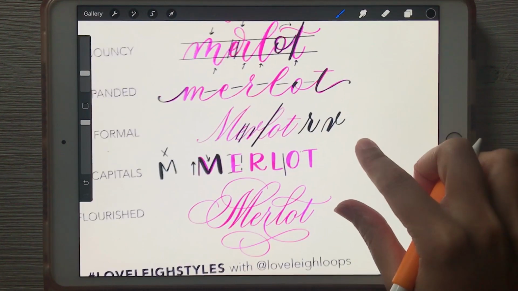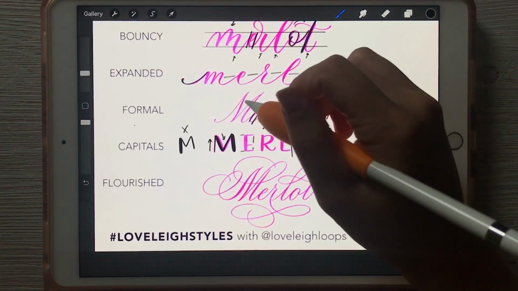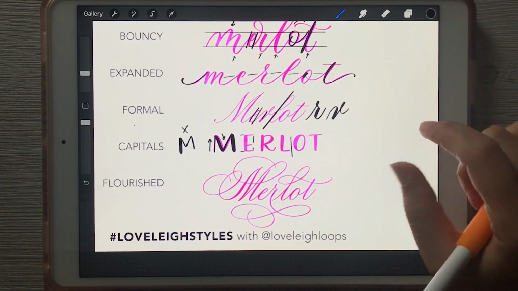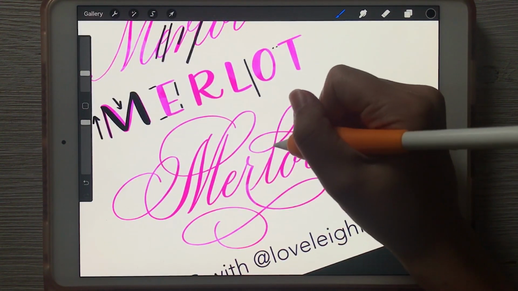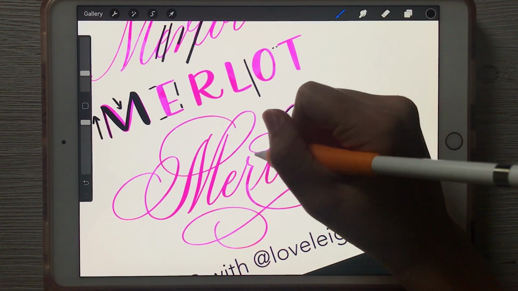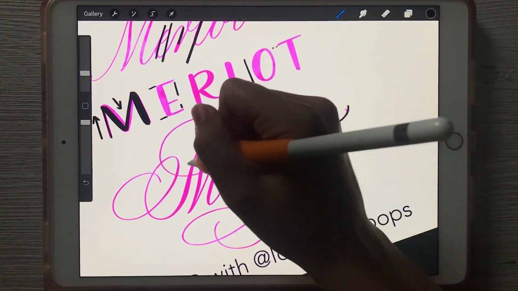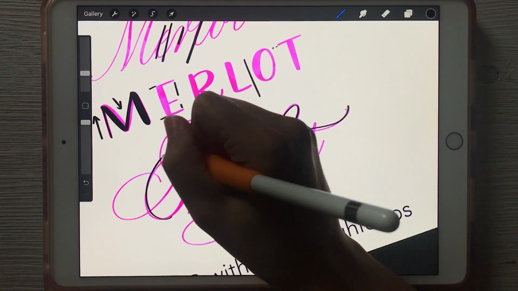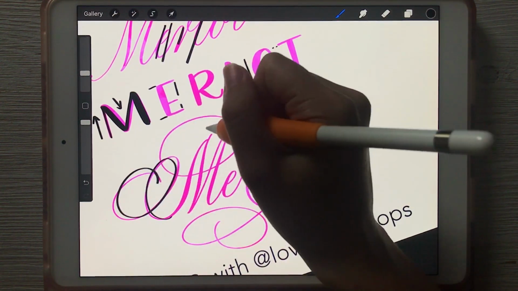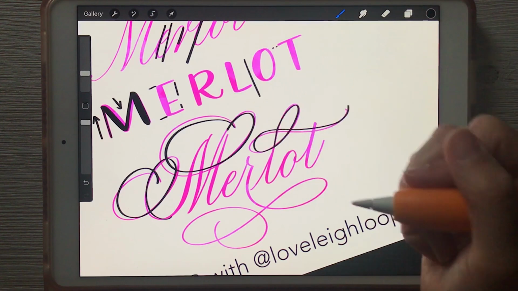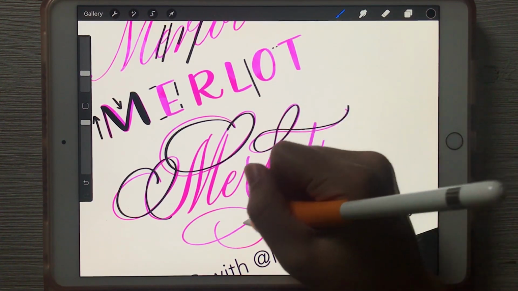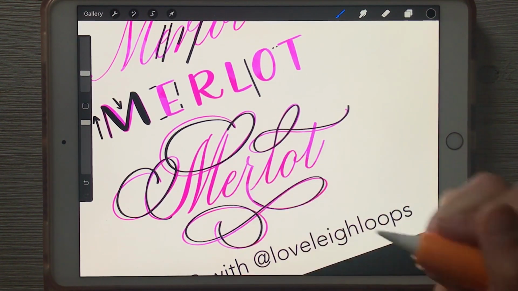So we're kind of taking the formal version or just like a standard type of letters and then adding on some flourishes. So anywhere, so this part of the L is a flourish, this part of the M, anything that sort of extends the letter beyond where it normally lives would be considered a flourish. And this beautiful part of the R is definitely a flourish.